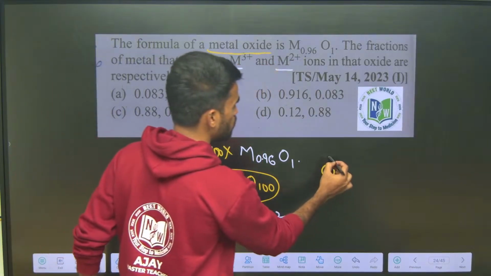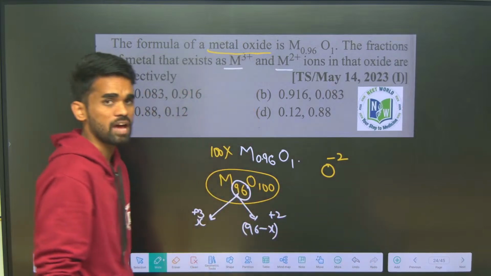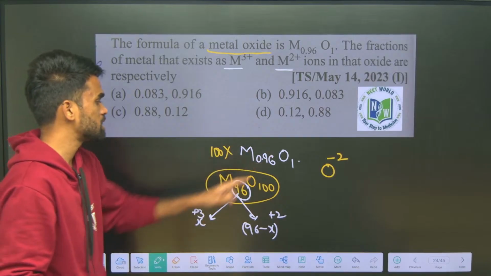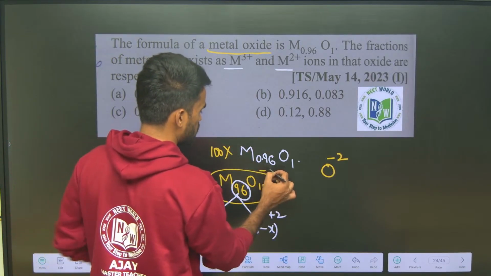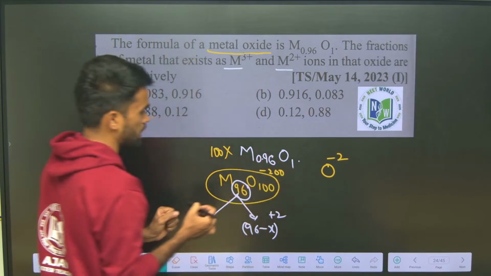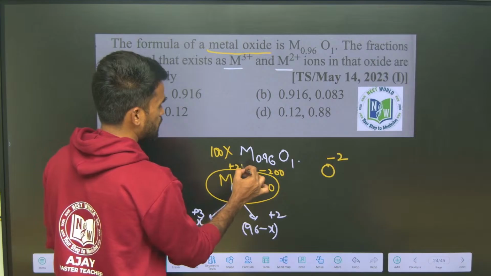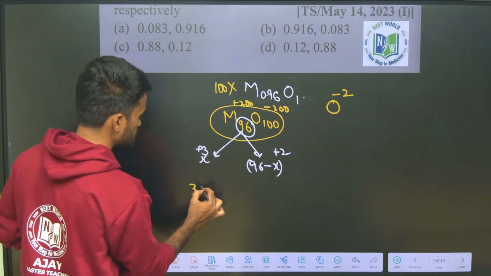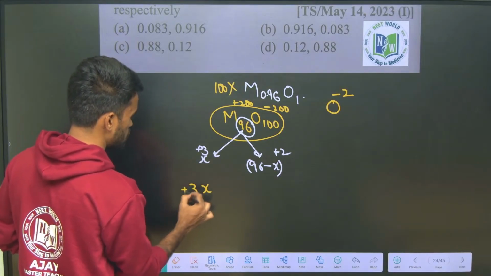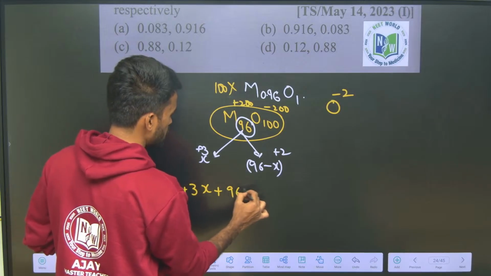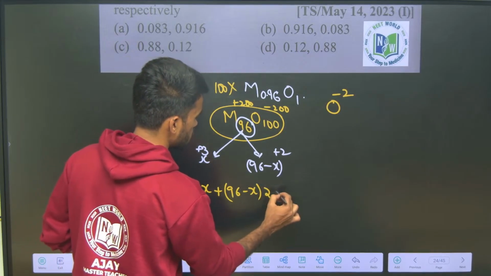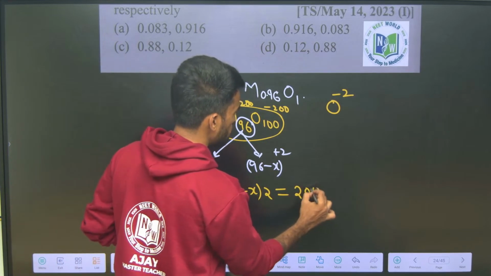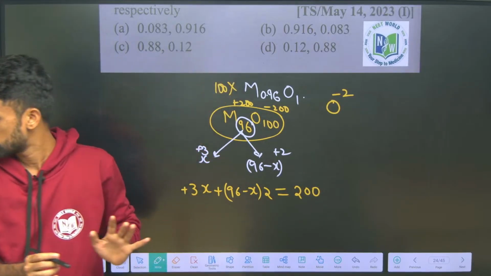So in oxide form, one oxygen atom will have charge -2. There are 100 oxygen atoms here, so the total negative charge here will be -200. So total positive charge will be +200. It means there will be x number of ions with +3 charge, and there will be 96 minus x number of ions with +2 charge, and the total charge here will be equal to +200, that's it. So by simplifying this, you will get one of these 4 options.